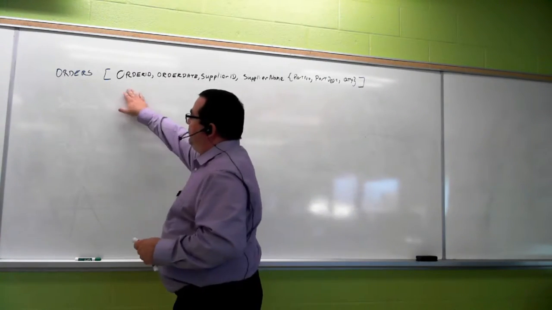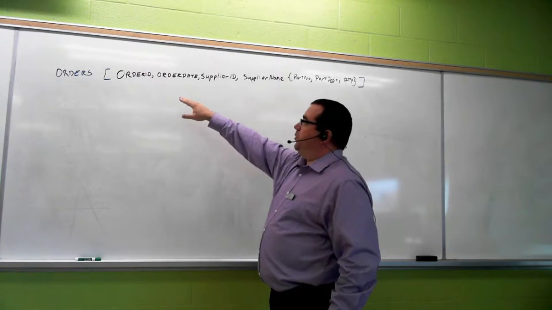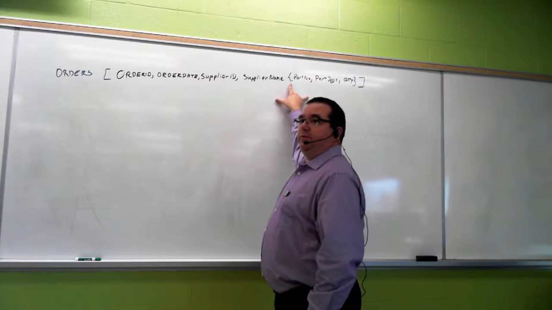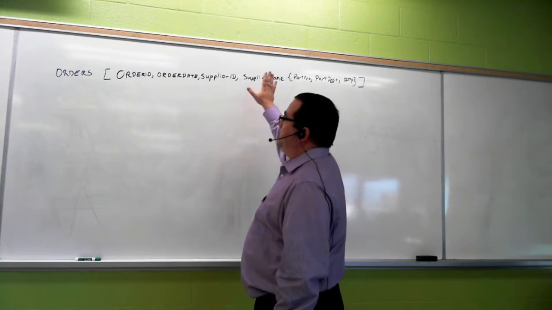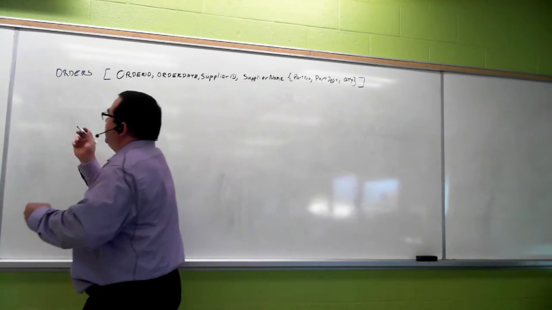Right now, here's an example. It's called orders. Nothing's been identified. So there's no primary keys identified. And if you remember, curly brackets is a repeating group. So there's a repeating group and no primary keys. Now, this is the unnormalized form.